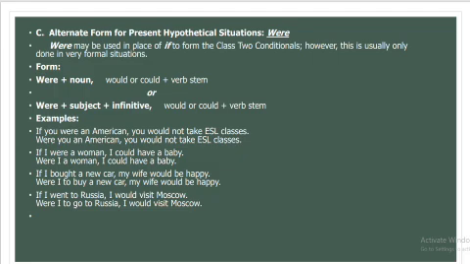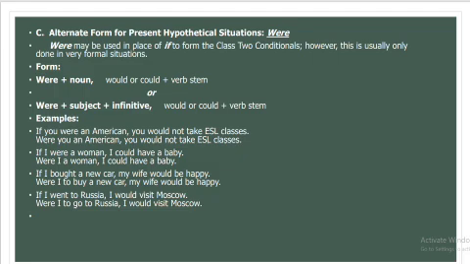Okay, look at the examples. If I were an American, you would not take ESL classes. And the alternative form of it is, were you an American, you would not take ESL classes. The other example is, if I were a woman, I could have a baby. The alternative form, if we don't want to use if, is, were I a woman, I could have a baby.